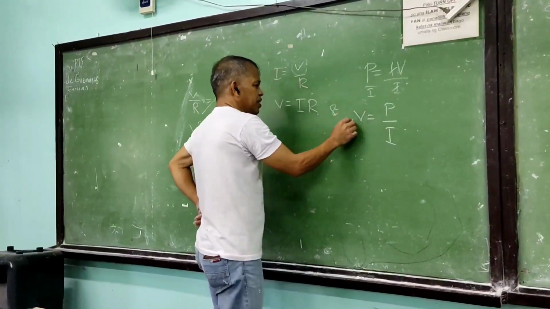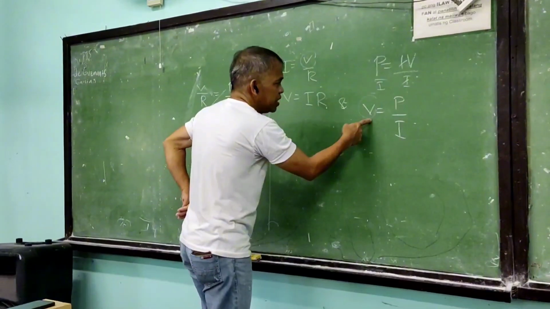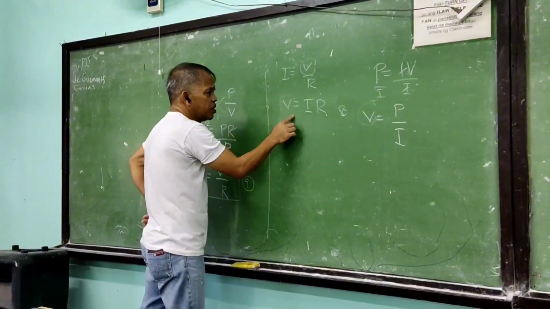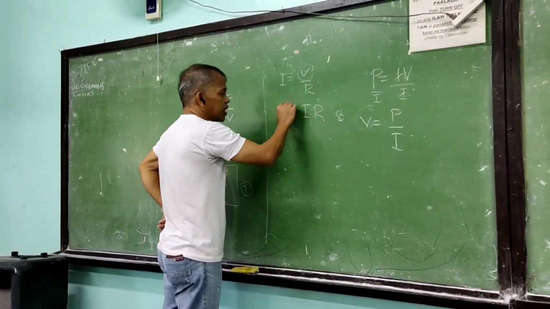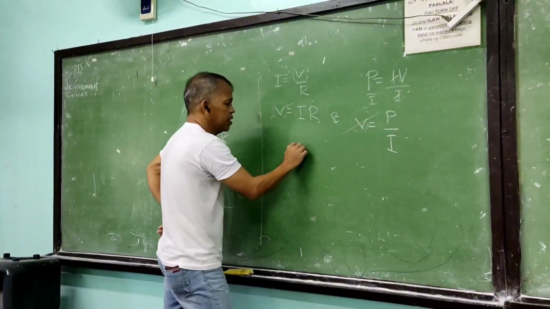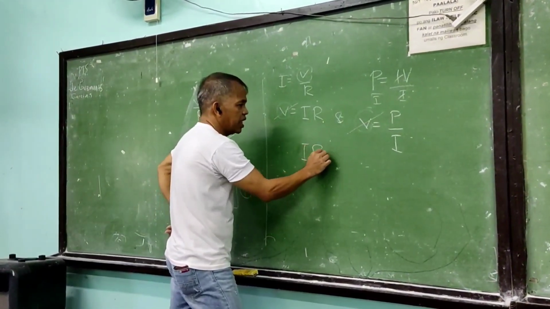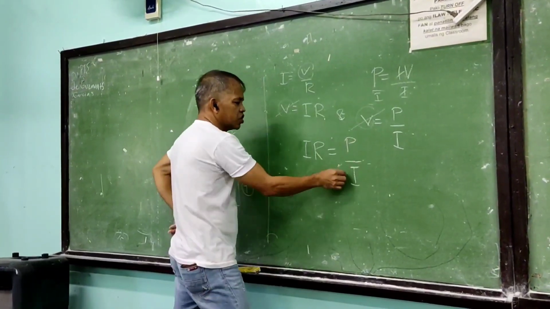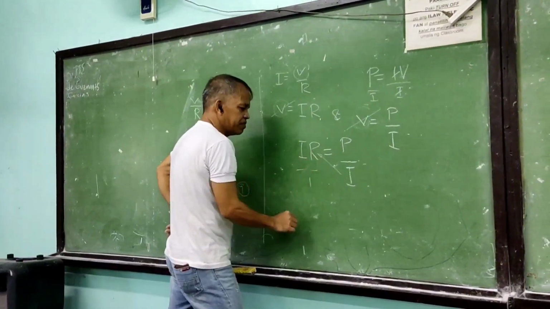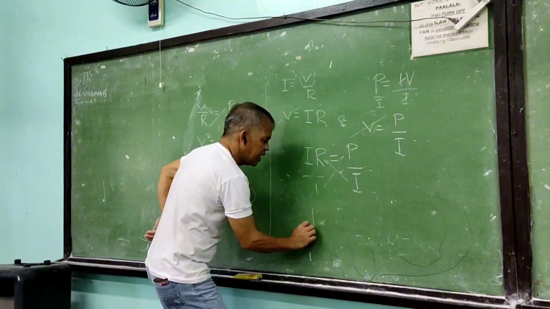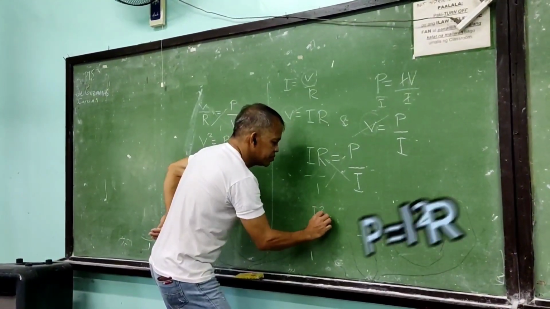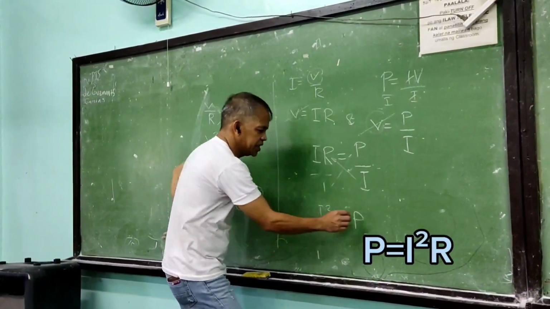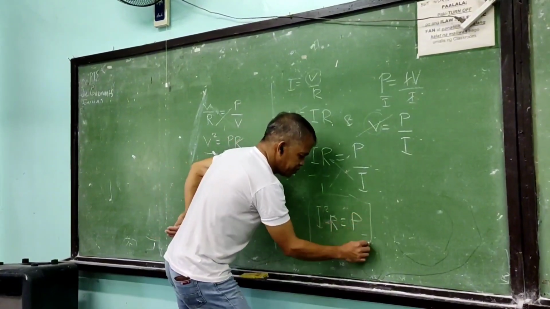Again, I will repeat. We have the value of E here from the power law, and we have the value of E here from Ohm's law. Since they are equal, we can now cancel the value of E. IR therefore is equivalent to P over I. Cross multiply, divided by 1. I squared R is equivalent to P. And this is your next formula.